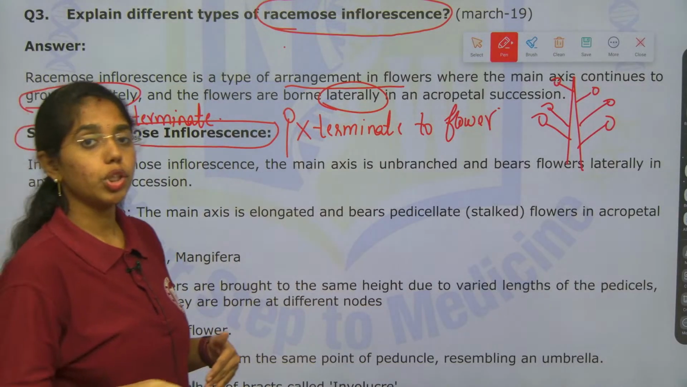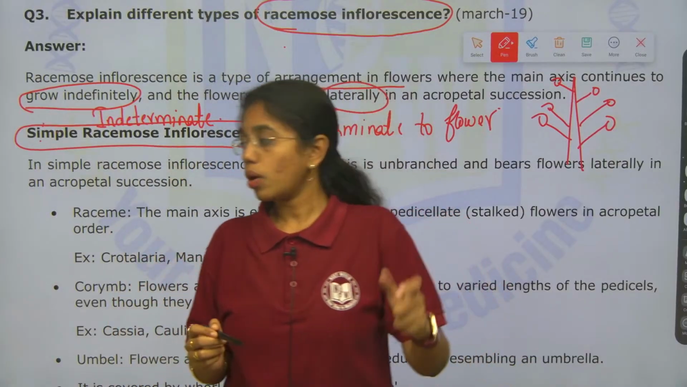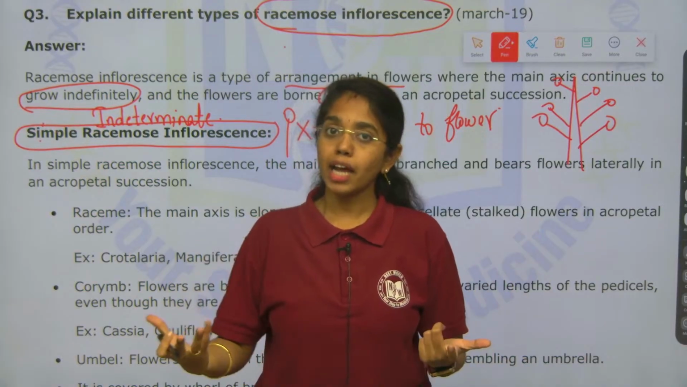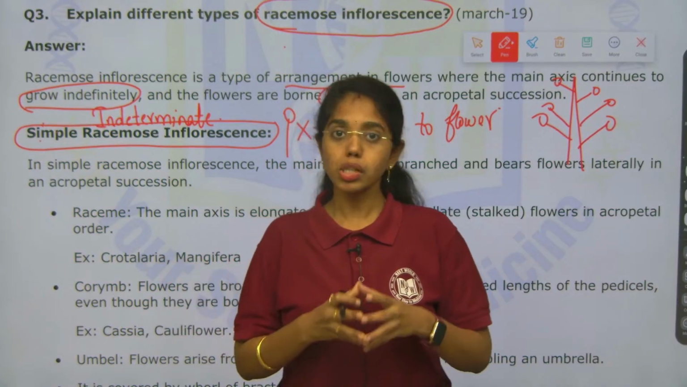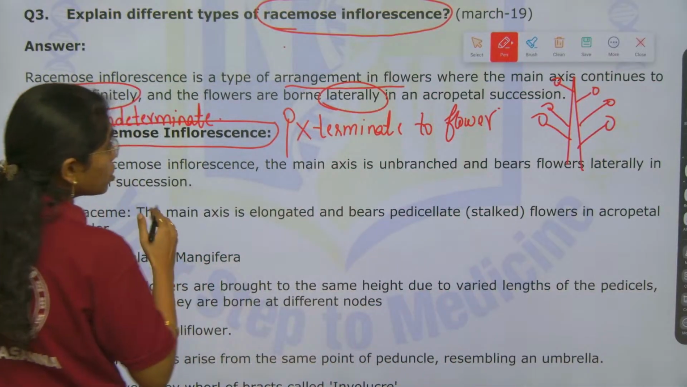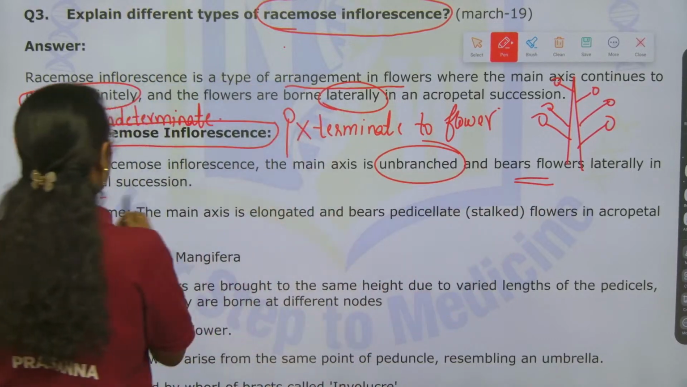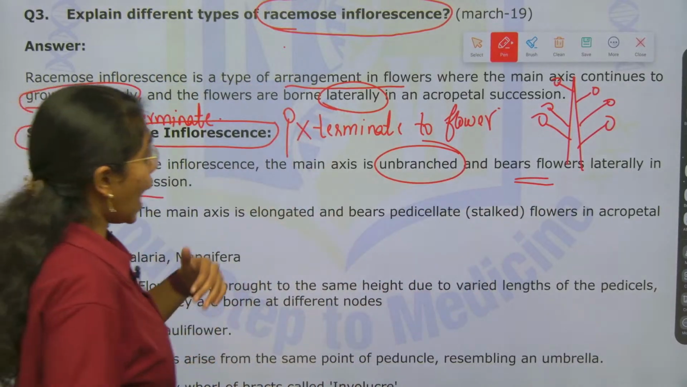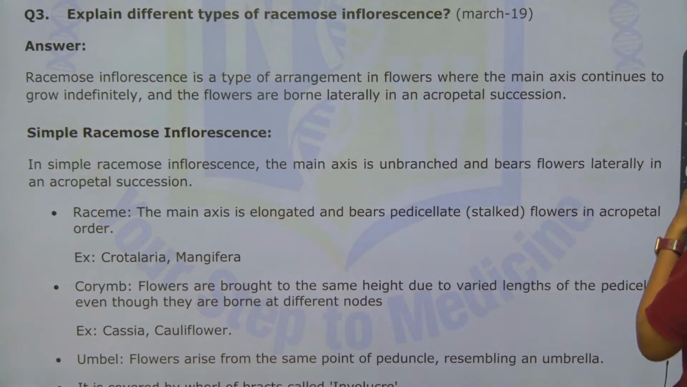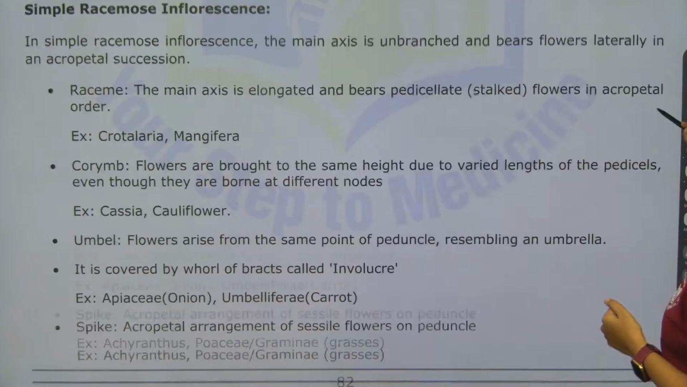Now types of racemose inflorescence, you have 2 types of racemose inflorescence. One is purely based on branching. Unbranched type is simple racemose inflorescence and branched will be compound racemose inflorescence. So simple racemose inflorescence, if you see, the main axis is unbranched and this bears flowers laterally again in the acropetal succession. As such, we have different types of racemose inflorescence.